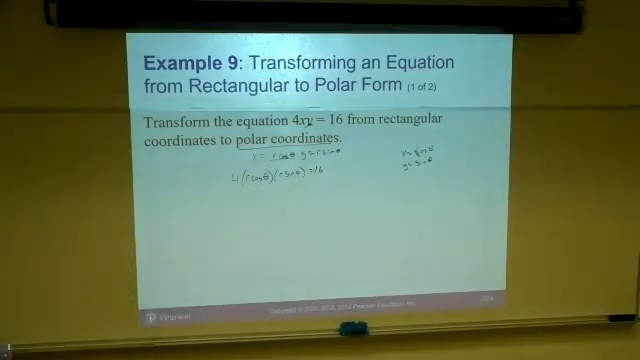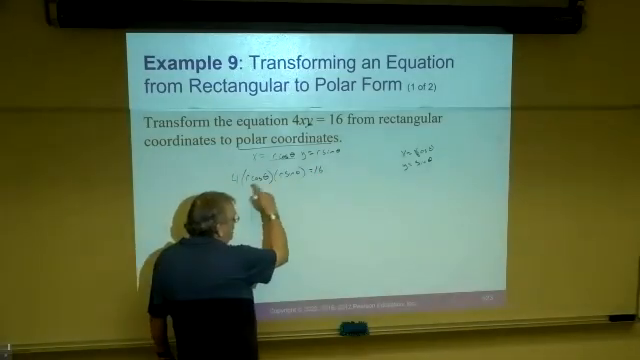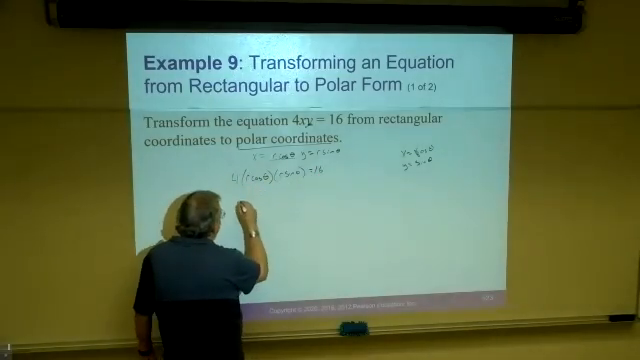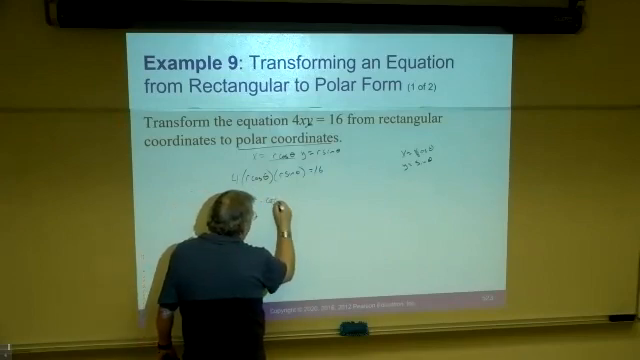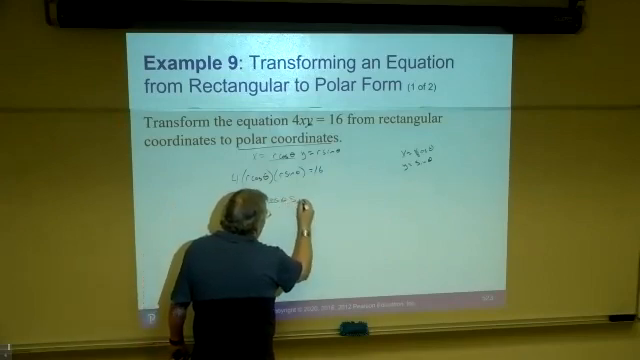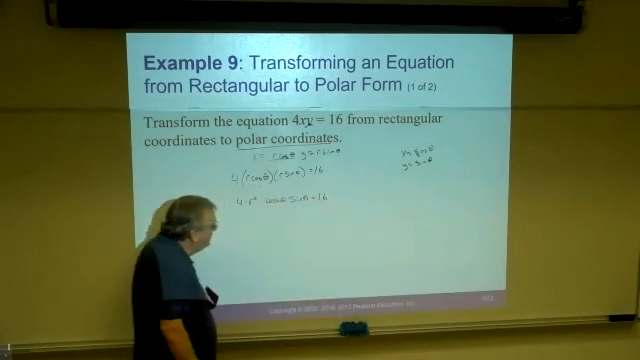Now, most times we want to get it down to where it's just one trig function. We usually like it to be in sine, cosine, or tangent, but usually we like it to be in sine or cosine. So if I use the commutative property here, I have 4 times r squared times cosine theta sine theta equals the wonderful number 16.